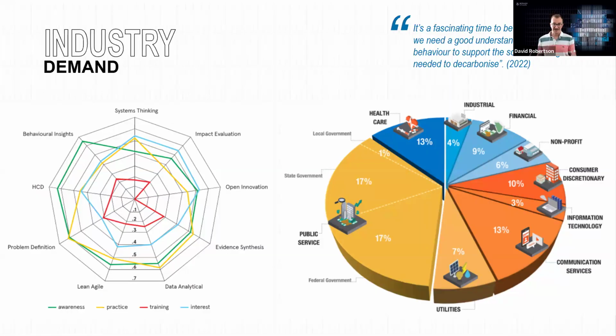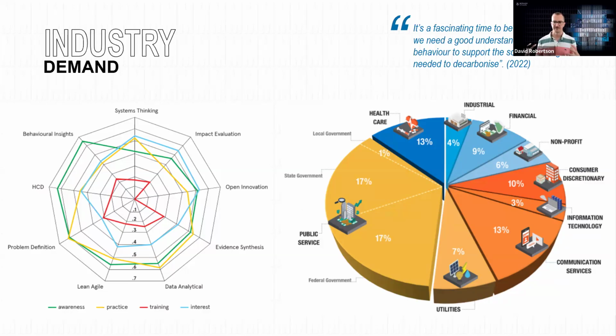And what we designed this master's in response to is an industry demand for highly transferable skills that are oriented about making change in complex systems. On the left-hand side of this slide is a study done in collaboration between Monash and GovLab in New York that looked at what kinds of skills are valued by industry. In this radar plot, you can see that awareness and interest are around the outside, but the actual amount of training in skills like behavioral insights, systems thinking, innovation, and problem definition was very low among the industry participants surveyed.